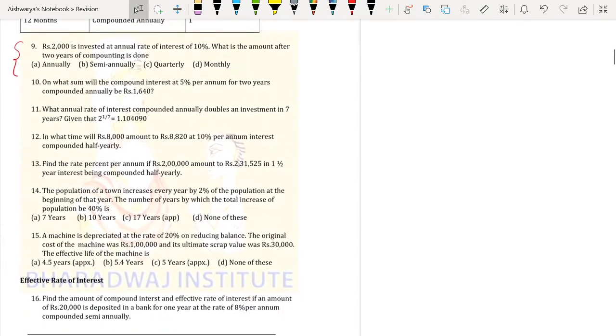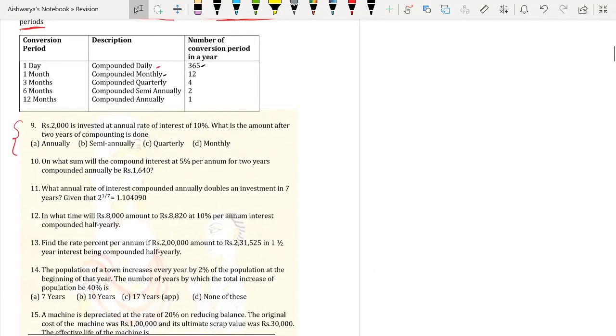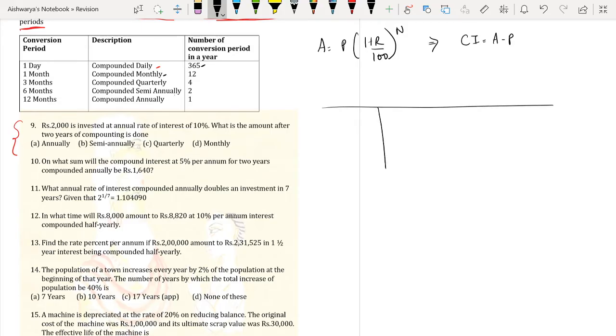Okay. So this is what I was planning to do under different categories for you: annually, semi-annually, quarterly and monthly. Before that, these were the conversion periods that we discussed. Let's just take a look at the formula once. A is equal to P into 1 plus R by 100, the whole power N, will give you the amount. Now when we calculate compound interest, it will be nothing but amount minus the principal. So we will make a small table with annually, semi-annually, then quarterly, and then monthly. So that is how we are going to do it under 4 categories.